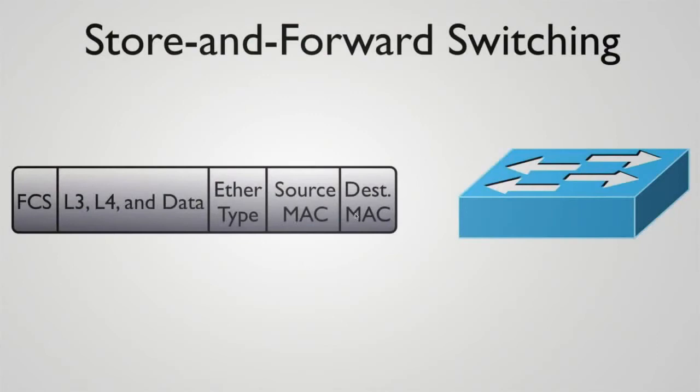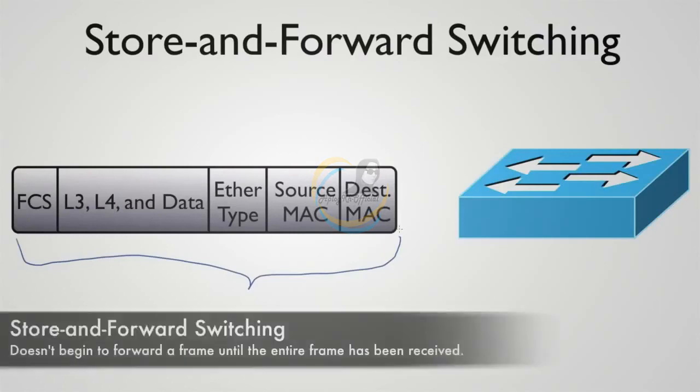With store and forward switching, a switch wants to make sure that a frame is valid, that it's not corrupt, before it starts to forward it out. After all, that would just waste bandwidth if we're forwarding corrupted frames. So what the switch does, it waits until it receives the entire frame. Not just the first 48 bits, not just the first 6 bytes, the destination MAC address, in other words. It waits until it receives the entire frame, and it looks at this frame check sequence.